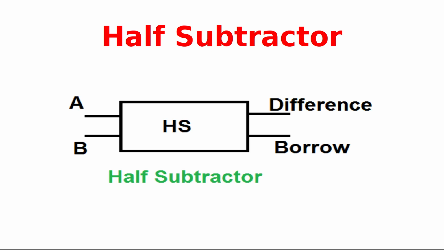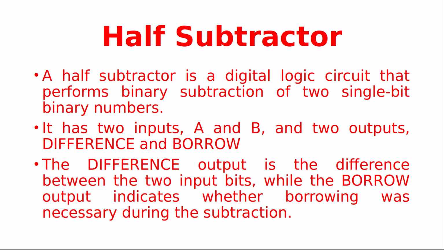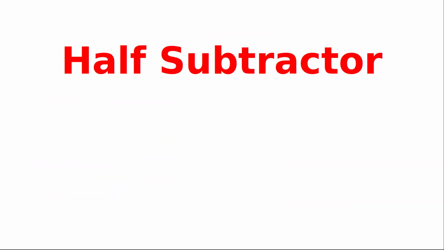Borrow means when we subtract two numbers, if the minuend is less than the subtrahend, then we borrow from the neighboring digit. So that's why, at that time, the borrow will be activated. Okay, this is the explanation about the half subtractor.